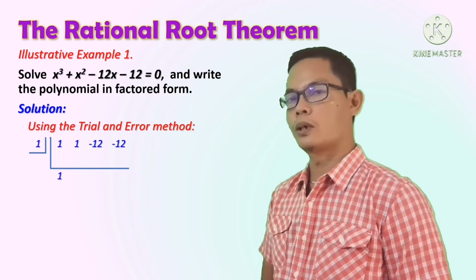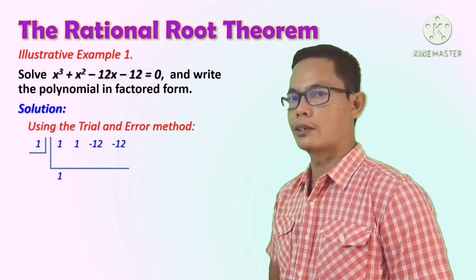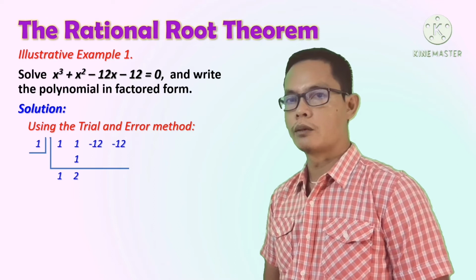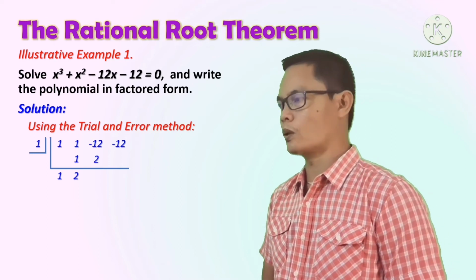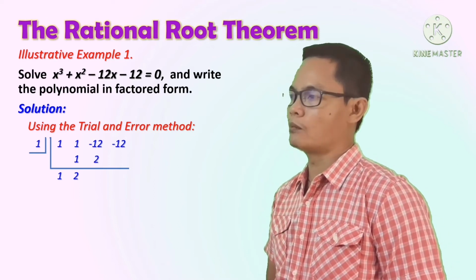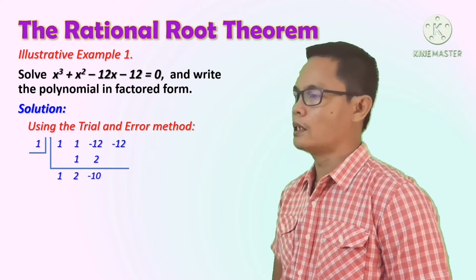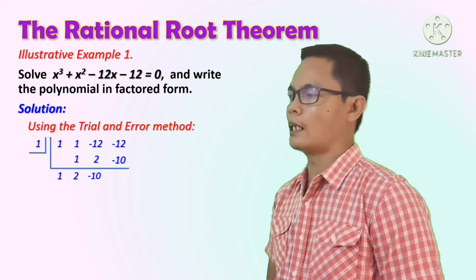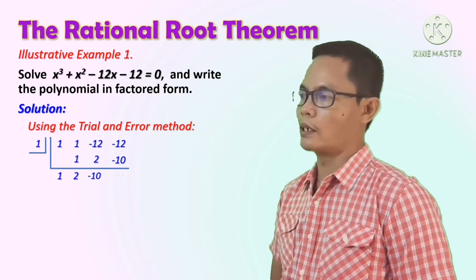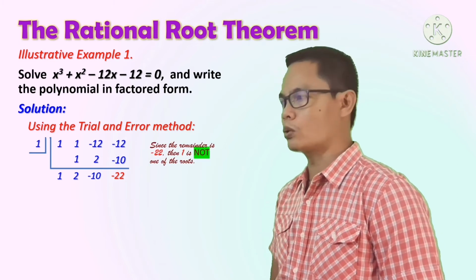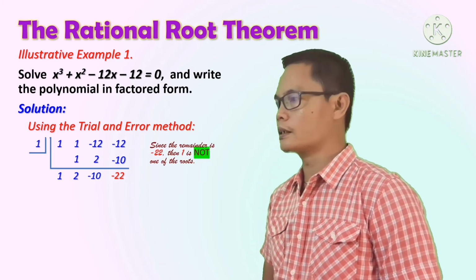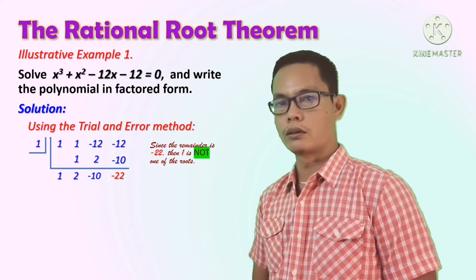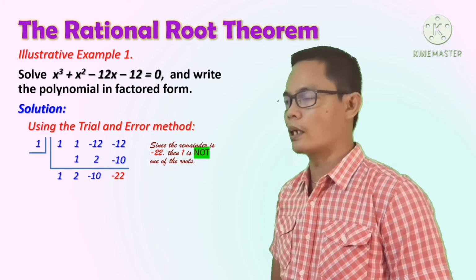First line, we have 1 multiplied by the divisor 1 becomes 1. The sum of 1 and 1 is 2. Then multiply by the divisor 1. 2 times 1 is 2. So the sum of negative 12 and 2 is negative 10. Multiply by the divisor 1, we have negative 10. The sum of the last term, negative 12, and negative 10, is negative 22. Since the remainder is negative 22, therefore, 1 is not a root of the equation. So, hindi pwede ang 1.